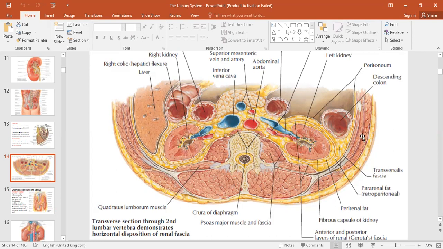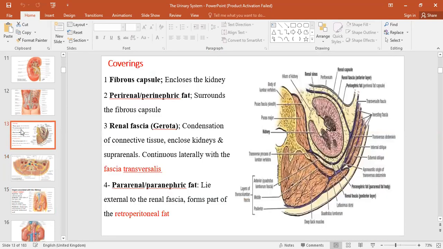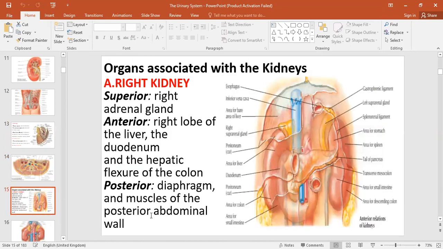Then there are also abdominal muscles here, as you can see. So those are abdominal muscles lying posterior to the kidney. So it's the posterior abdominal wall formed by those muscles I've just highlighted. Let's look at the left kidney.